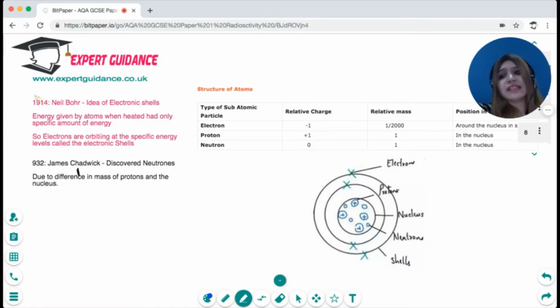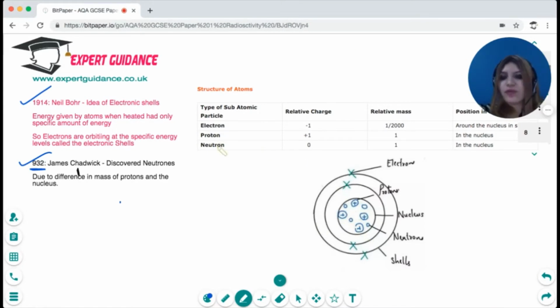But then came another scientist called Niels Bohr. He said the electrons are not just randomly surrounding the nucleus. They are moving in electron shells. And then there was another scientist called James Chadwick. He saw that there was a difference between the mass of the atom and the combined mass of the protons and electrons. So he found that there's a third particle called the neutron, which is present inside the nucleus and has no charge. So the electric balance is maintained, but it accounts for the difference in mass of the atom. So they had mass, but no charge.